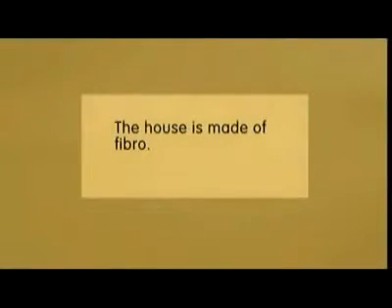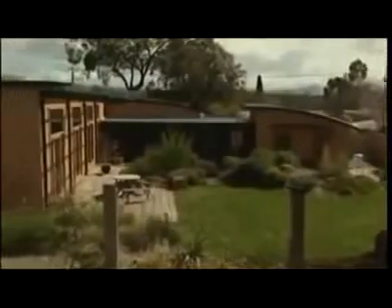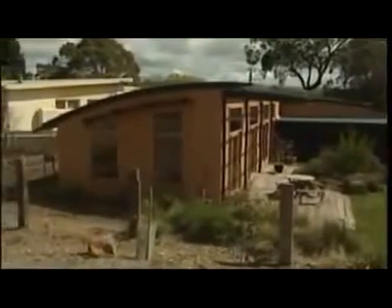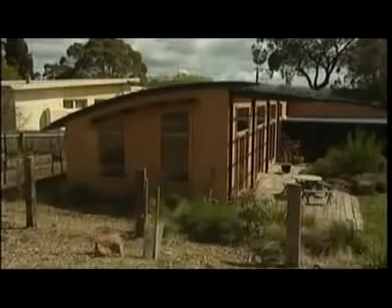The conjunctions and, but can also be used to join words and phrases in lists. We separate words with commas and then use a final and. The house is made of fibro. The house is made of fibro and timber. The house is made of fibro, timber and bricks. Listen to this example.